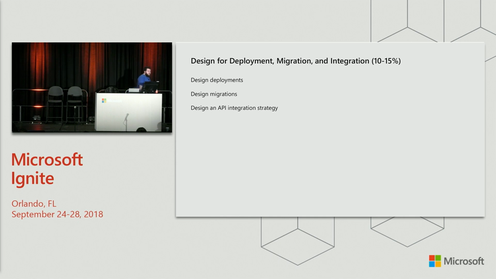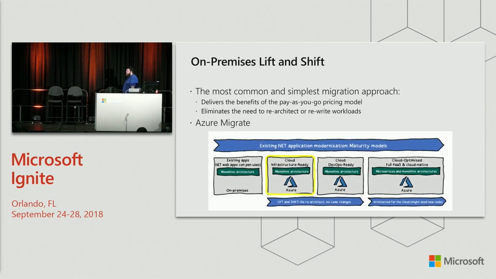So then one of the smaller buckets on the exam talks about deployment and migration. Here we have to think about different deployment methods. How are we going to migrate? What are different integration strategies we have with APIs? So again, the lift and shift is the most common approach. This is the one that I've worked on the most.